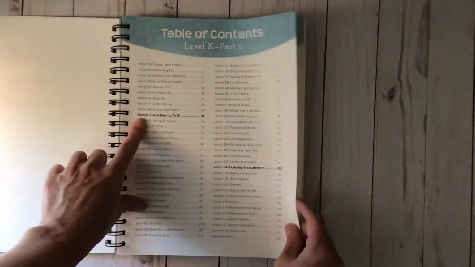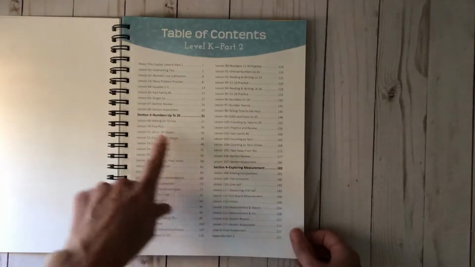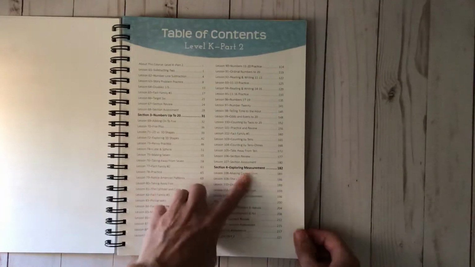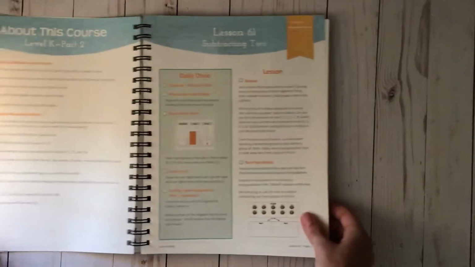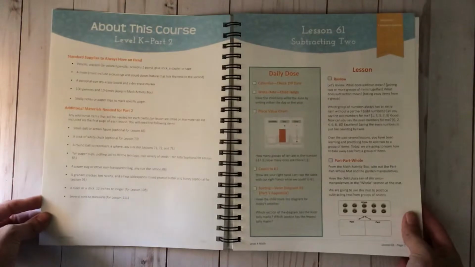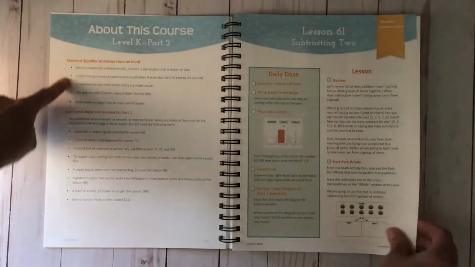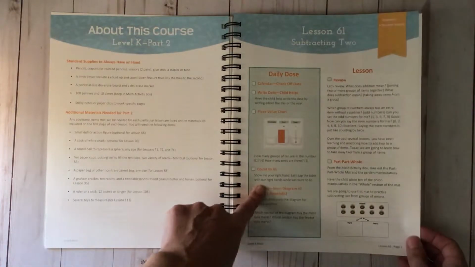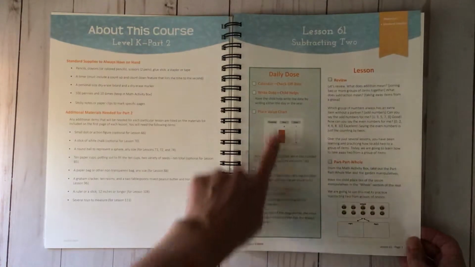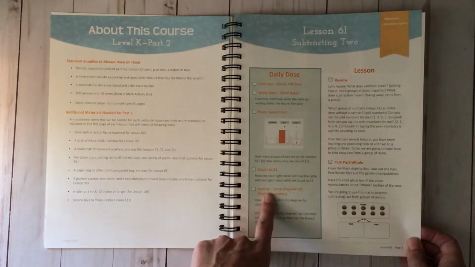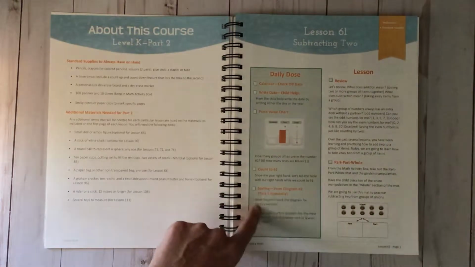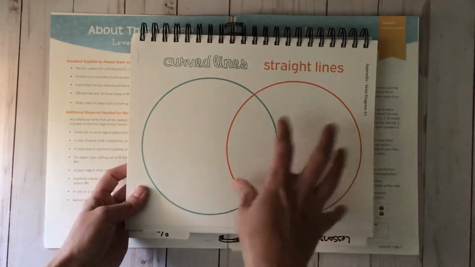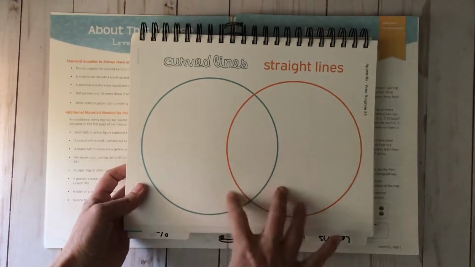This section 3 and 4 will go through your numbers up to 20 and explore measurements. This goes over your standard supplies to have on hand and additional materials, your daily dose. So this one, for instance, is going to be sorting in a Venn diagram. This is going to be in your first book, in your appendix. So here's your Venn diagram.